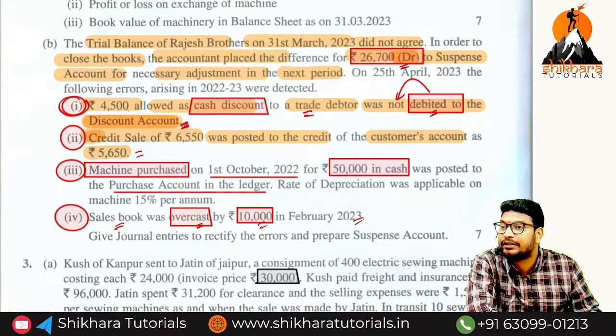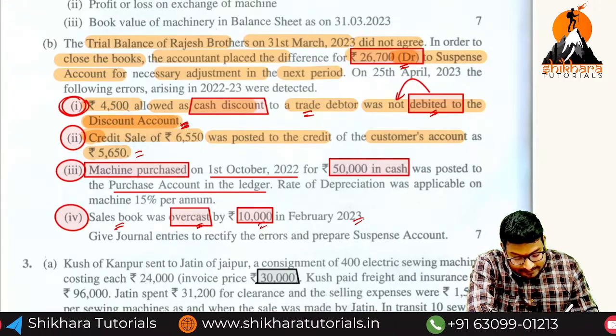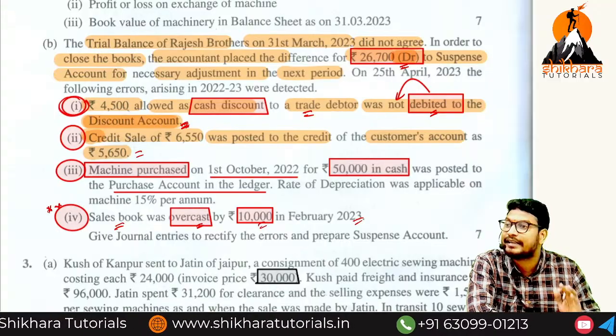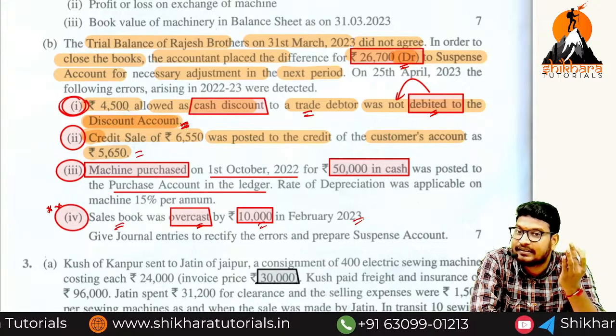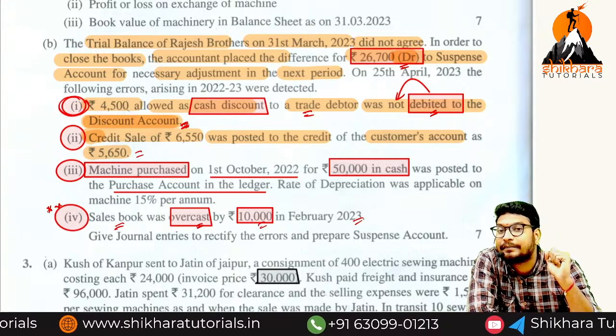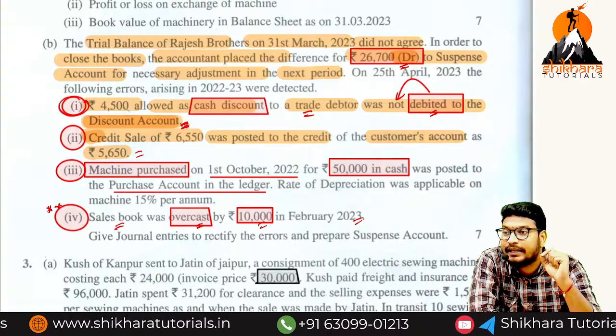Suspense account debited to the one of the transactions compulsory; they will give the overcast or undercast. Purchase book overcast. Only which account will be affected? Purchase account only will be affected.